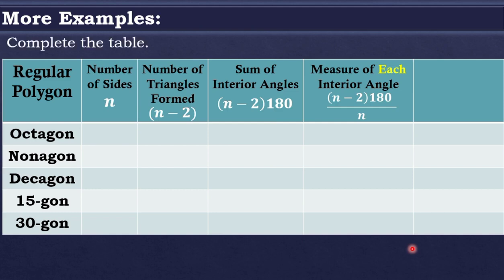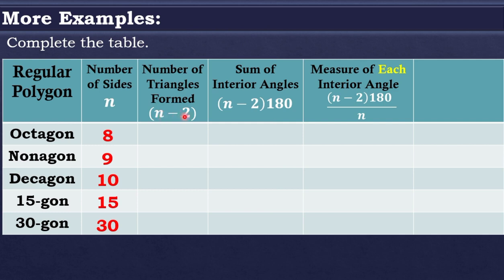Now, let's have more examples. So, complete the table. What if ang given po natin, let's say octagon, nonagon, decagon, 15gon, 30gon. So, para makuha natin etong mga to, dapat alam mo muna yung n, yung number of sides. Right? So, for octagon, we have 8, 9. For decagon, 10. For 15gon, that is 15. For 30gon, we have 30 sides. Right. So, let us find the number of triangles formed.